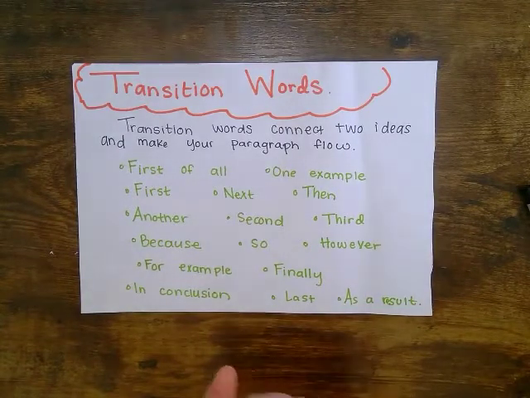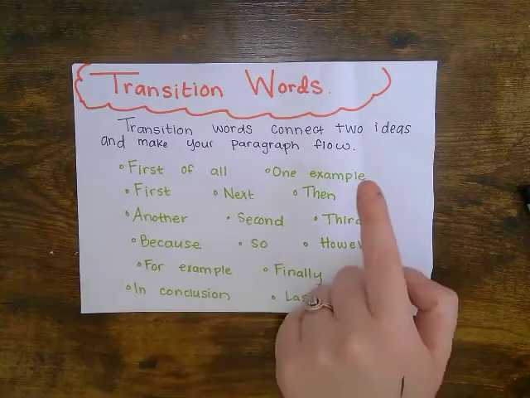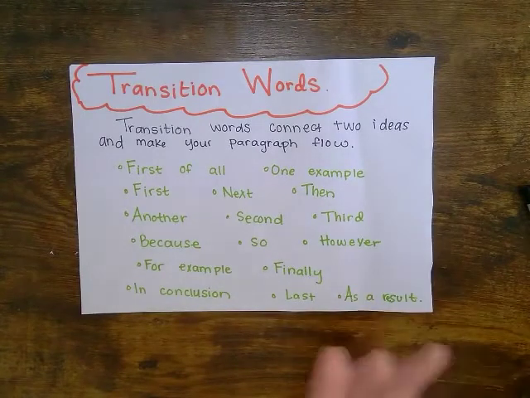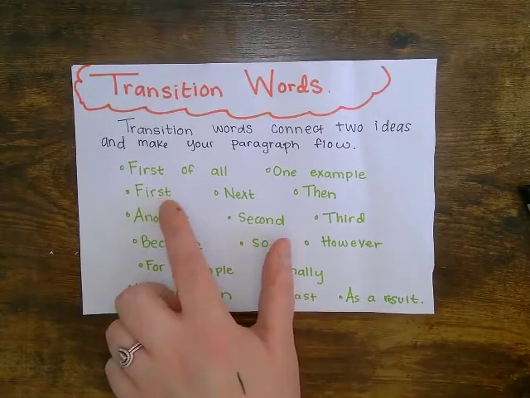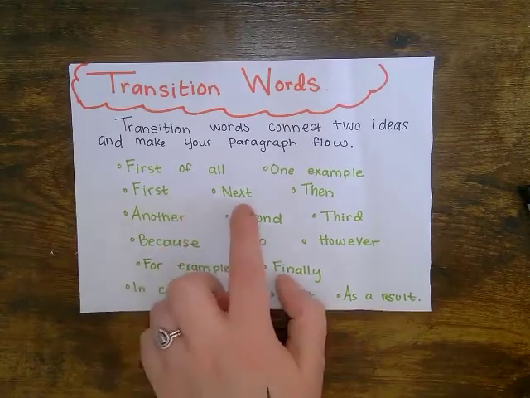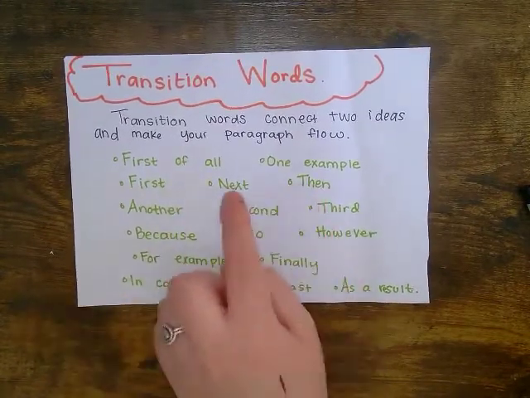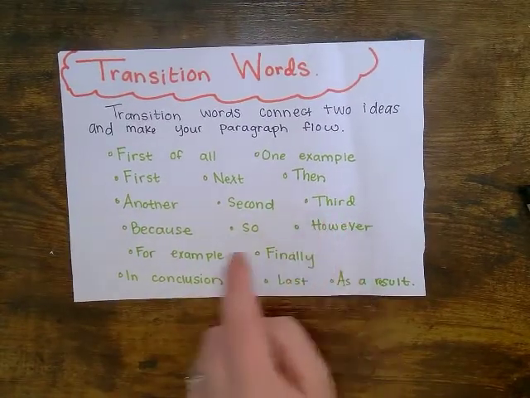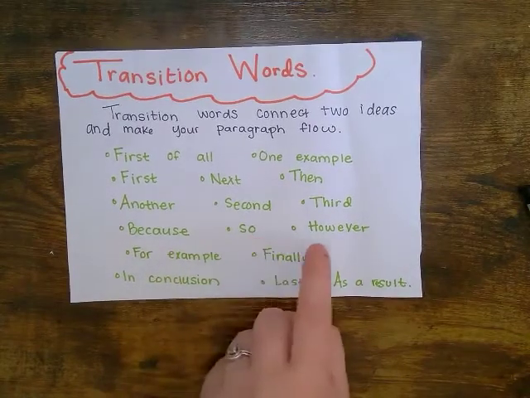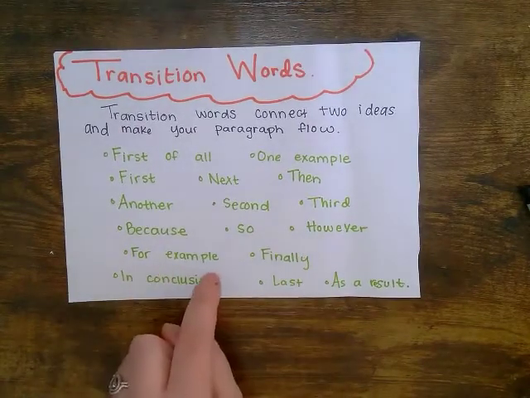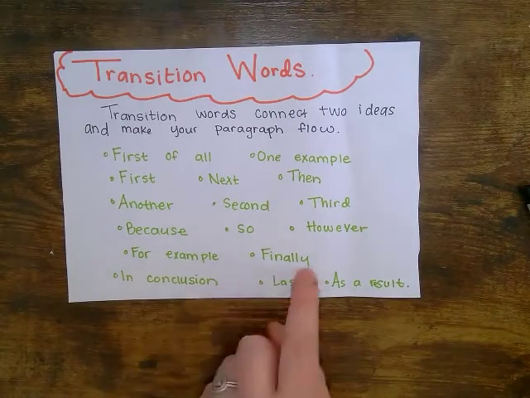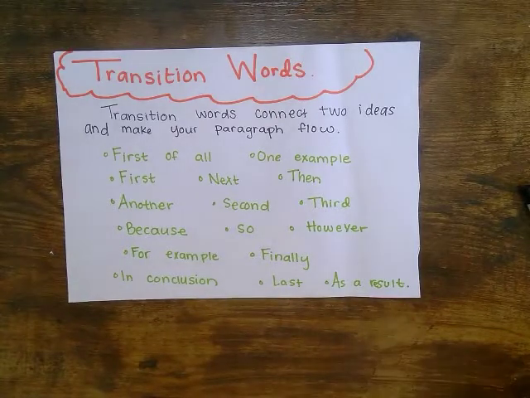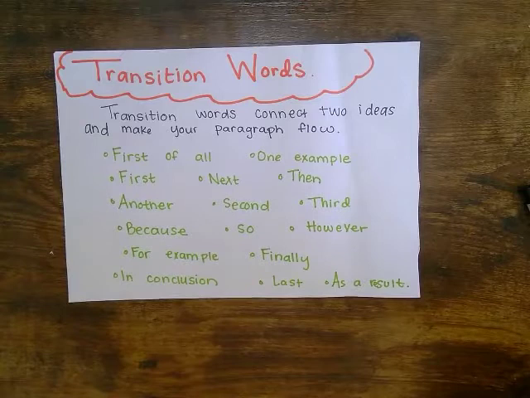So some examples of transition words are first of all, one example, first. So those are all for maybe your first detail when you're first starting your paragraph. It would not make sense to put these at the end. So these are things that would go at the beginning of your paragraph. Towards the middle of your paragraph, you might include words like next, then, another, second, maybe even third, because, so, however, for example. And then once you get to the end, you could include things like finally, in conclusion, last, and as a result. All of these are words that will help your paragraph flow a little bit more.